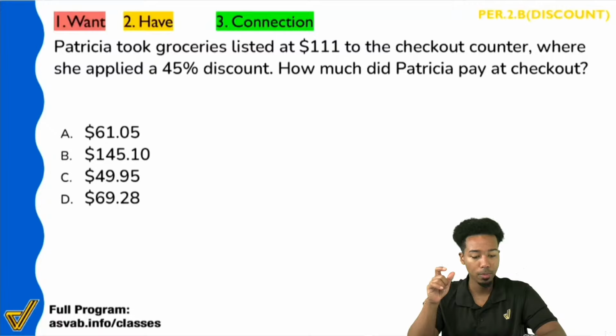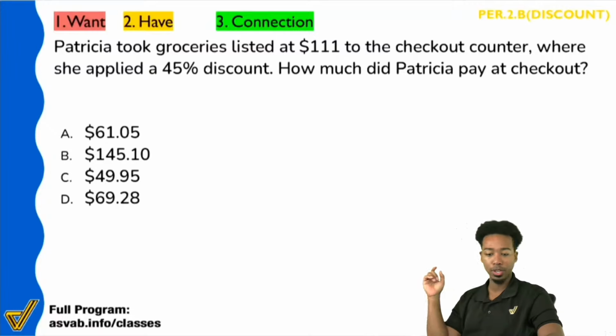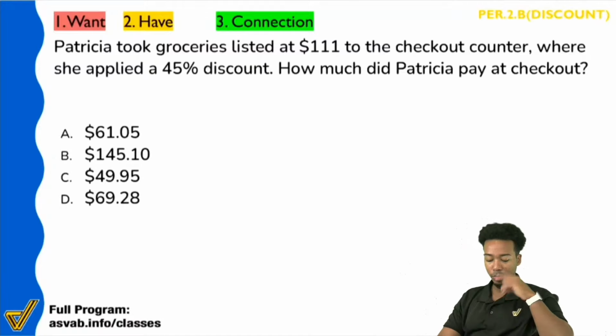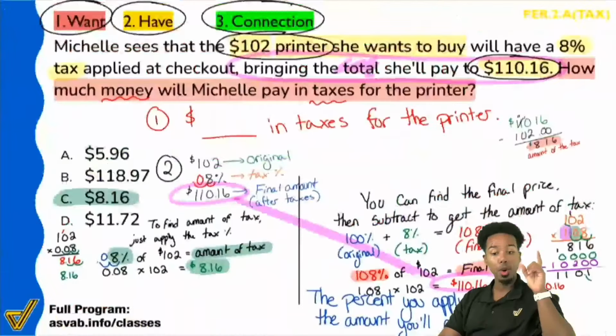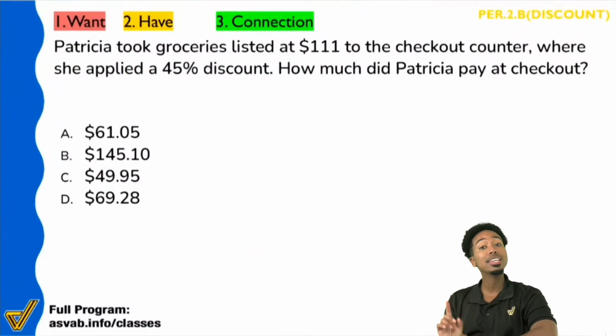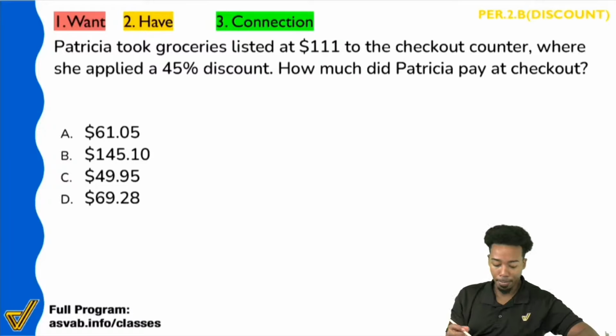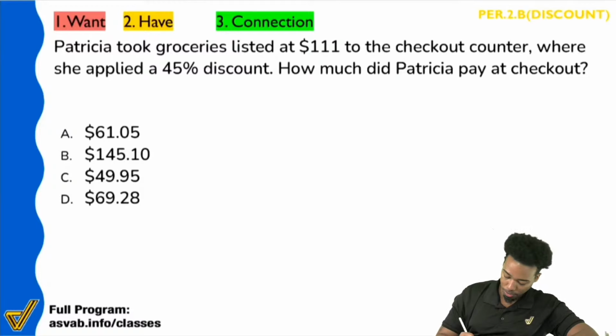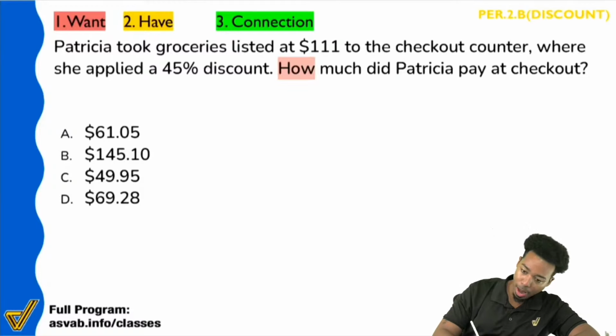And this is where I want to really show this last example before we get into the real time stuff, because we're going to compare this to these other questions. We're going to show how each of these were different and why we did what we did. So let's check it out here. It says, how much did Patricia pay at checkout? Let me just go ahead and highlight it first. How much did Patricia pay at checkout?